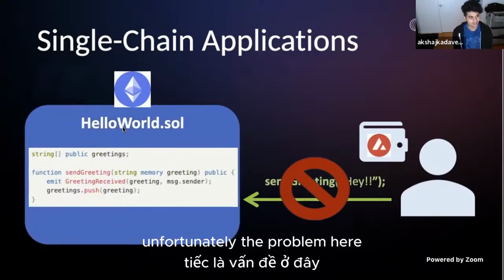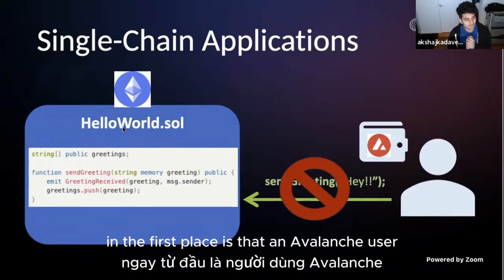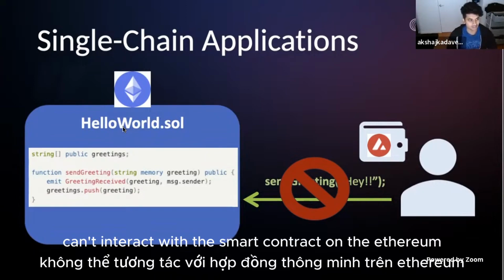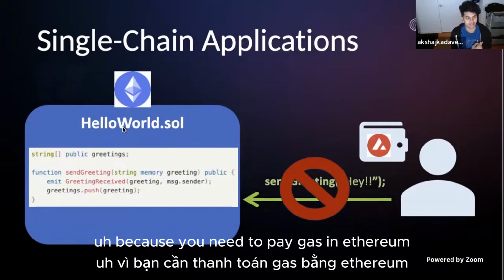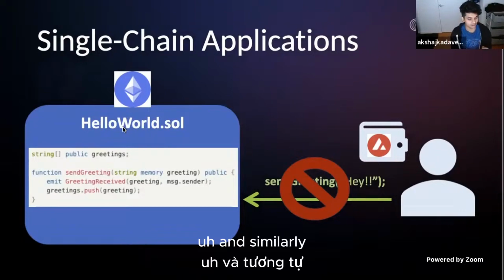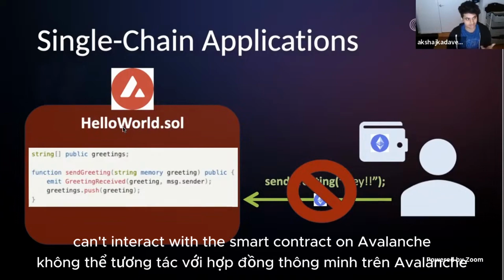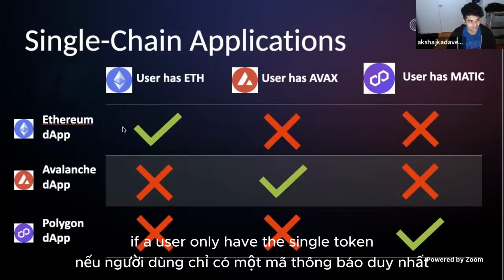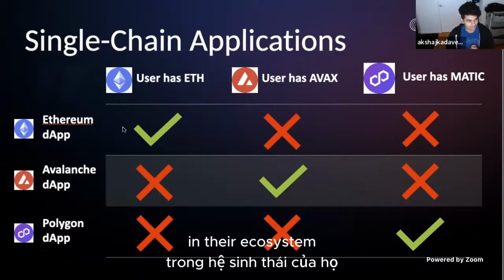Unfortunately, the problem here and the reason for cross-chain application in the first place is that an Avalanche user who wants to use their Avalanche token can't interact with the smart contract on the Ethereum blockchain because you need to pay gas in Ethereum. And similarly, the Ethereum user who doesn't have the Avalanche token can't interact with the smart contract on Avalanche. And as a little illustrative diagram, if a user only has a single token, they can only interact with smart contracts in their ecosystem.